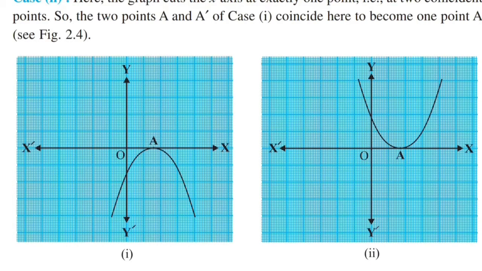Now look at these two parabolas. In the first case, the parabola intersects the x-axis at only one point, exactly one point. In the second case also it is exactly one point. So here we can say that the polynomial p of x has only one zero.